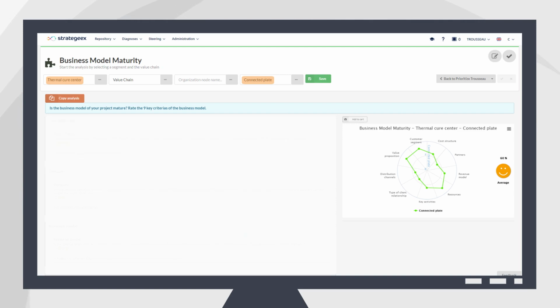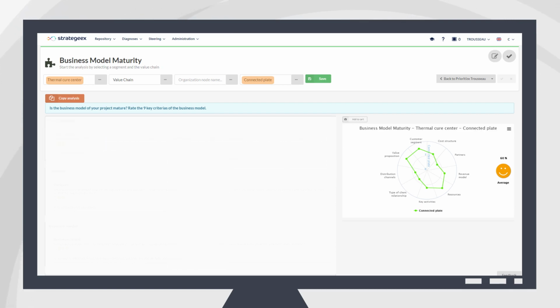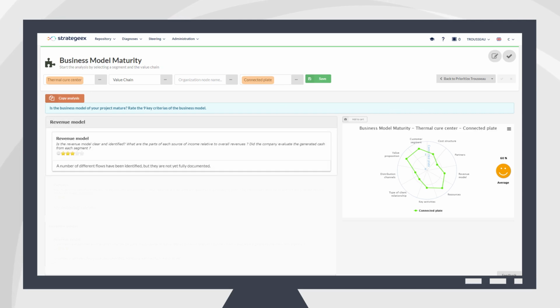The second item concerns the partners. Have you identified them? Contacted them? Do they still have secrets for you? In our example, there is no green sticker, there are even yellow post-its. There is still a lot to do, so we have given 2 stars to this item because we have no in-depth contacts.